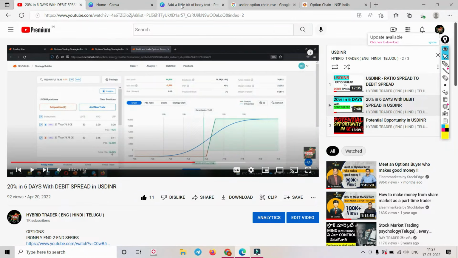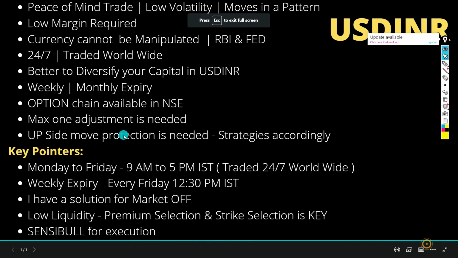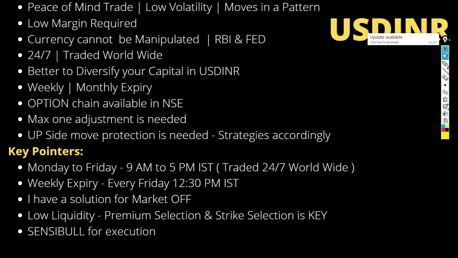Okay, let me get you back to that PPT slideshow. Yeah, so what did you say? Low liquidity. I never encountered any low liquidity because I trade only with 100 lots or 50 lots. For me, my capital is like 50,000 to 1 lakh. Even if someone wants to go for 2 lakhs, 3 lakhs, 4 lakhs, they will not find any liquidity issues unless you're trading in huge quantity.